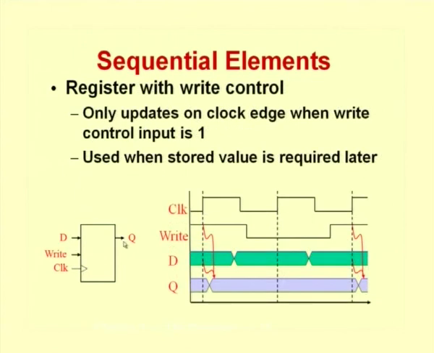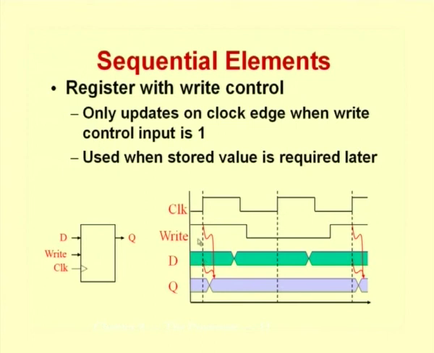So, when you have sequential elements with write control, remember that when you want to write data, we are now adding one more control element here. Only when the write signal is at a particular value will you allow the write to take place, or the data to be actually stored in the register. In this example, you are assuming that the updates will happen only when the write control input is 1 and when the clock edge occurs. So, I am going to look for both the clock edge and the write value to be 1 for the output to be reflected correctly.